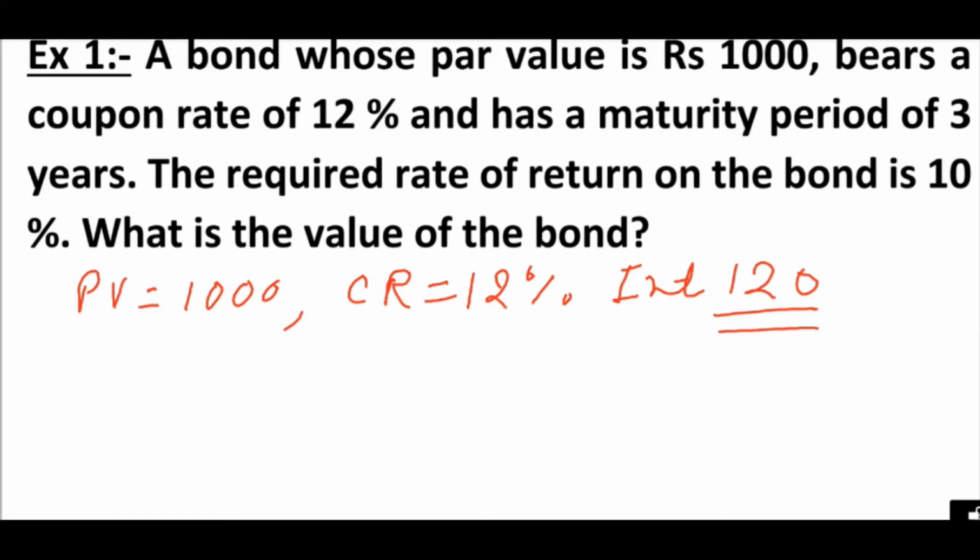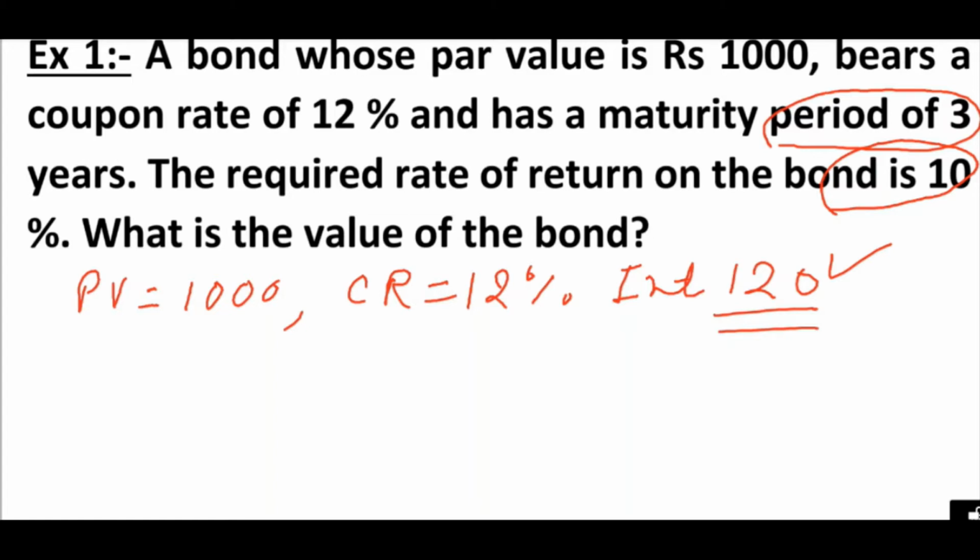The maturity period is 3 years. That means this company will pay you for a period of 3 years, and at the end of the 3 years they will take their coupon back and pay you the 1000 rupees. But the rate of return is 10%. That means you will be reinvesting this 120 rupees every year and you will get some interest also. So here we'll use the concept of compound interest.